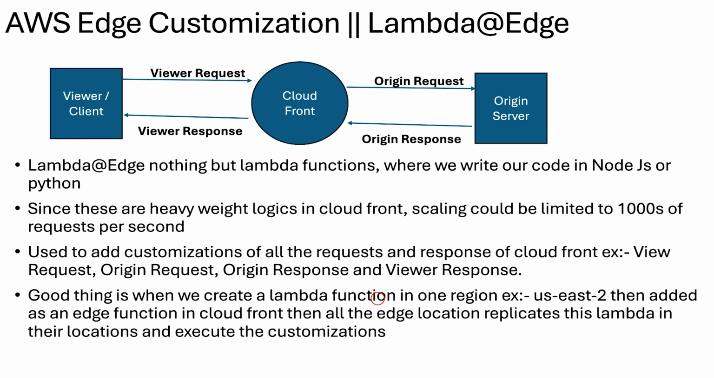and also the difference between a CloudFront function and Lambda@Edge. CloudFront functions are lightweight, while Lambda@Edge handles heavyweight processing; complex logic can be executed in Lambda@Edge. Lambda@Edge scales only to thousands of requests per second, whereas CloudFront functions scale to millions of requests per second. Lambda@Edge also takes more time, executing within 5 to 10 seconds, while CloudFront functions run in sub-milliseconds, meaning less than a millisecond. I hope you understand the differences between the two.